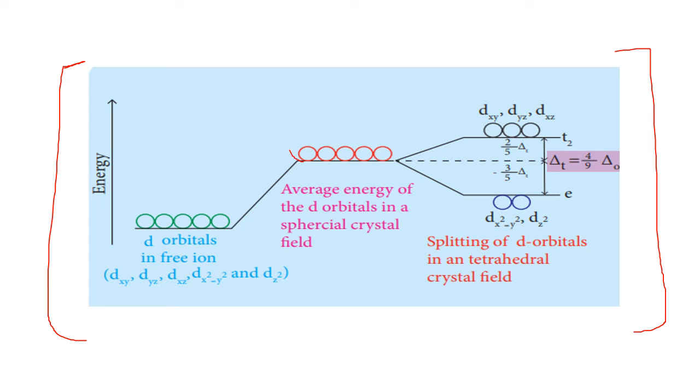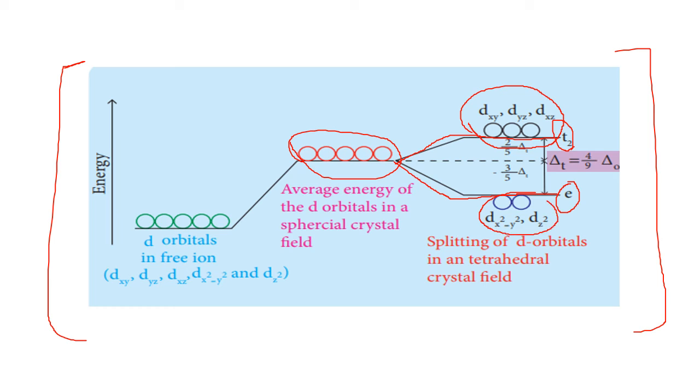That is the d orbital. The d orbital splits into T2 and E in a tetrahedral complex. See, T2 is in higher energy and E is in lower energy, the opposite of the octahedral complex. In an octahedral complex, Eg will have higher energy and T2g will have lower energy. Whereas in a tetrahedral complex, T2 is present in higher energy and E is present in lower energy. In T2 we have dxy, dyz and dxz orbitals, and in E we have dx square minus y square and dz square orbitals. So T2 will have an increase in energy and E will have a decrease in energy.